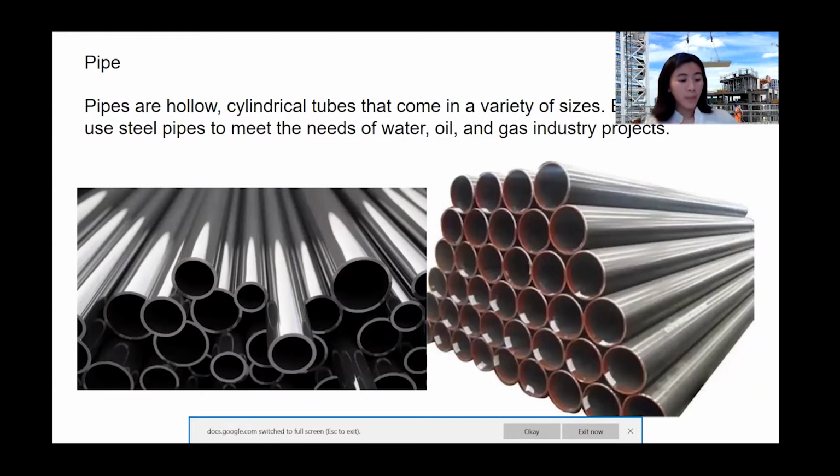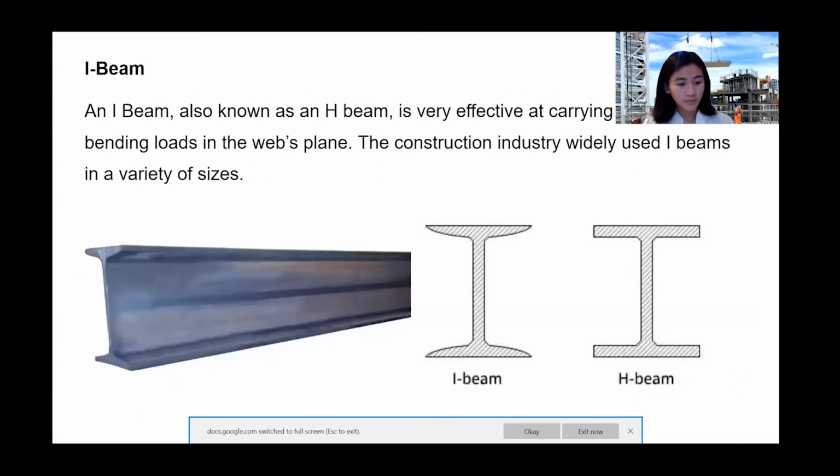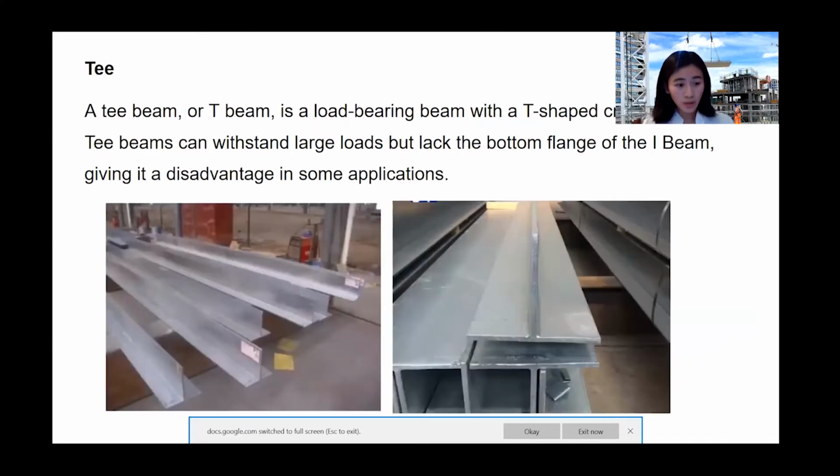A pipe is a hollow cylindrical tube that comes in a variety of sizes. It is often used as steel pipes to meet the needs of oil, gas, and industry projects. I-beam. An I-beam, also known as an H-beam, is widely used in the construction industry. A T is a load-bearing beam with a T-shaped cross-section. This can be used in floor constructions.